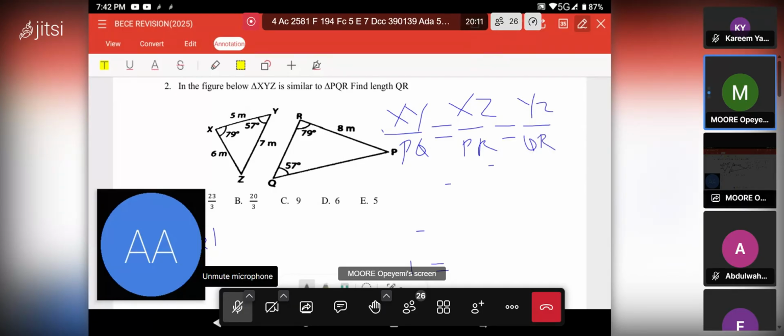Actually, I wanted to say that since the question we were given is to find the QR, the one in the middle, we know XZ to be 6.